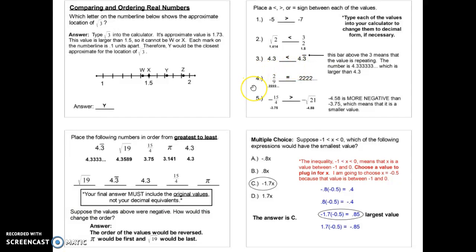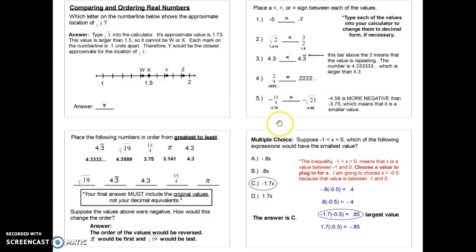Same thing in number 4, 2/9. If you type that into your calculator, you always want to turn these into a whole number or decimal. 2/9 is the same as 0.2 repeating, which then would obviously be equal to 0.2222 repeating. Okay, so number 4 will be equal to each other.